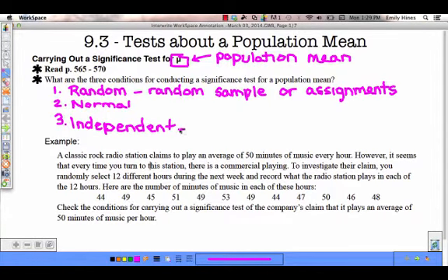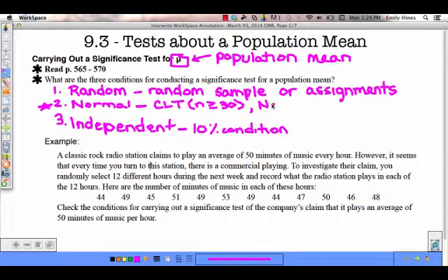With independent, remember, if you are sampling, it needs to be the 10% condition. And if you're not sampling, if you're flipping a coin or shooting free throws, something like that, you need to mention how they are independent of one another. However, most of the time it's going to be the 10% condition. Normal is the one that differs. This is the one that's different from when we're talking about proportions. Normal is central limit theorem if your sample size is greater than or equal to 30.